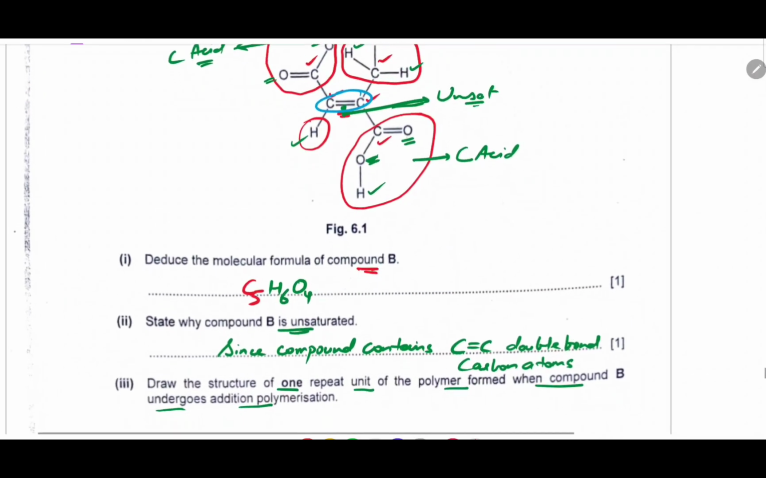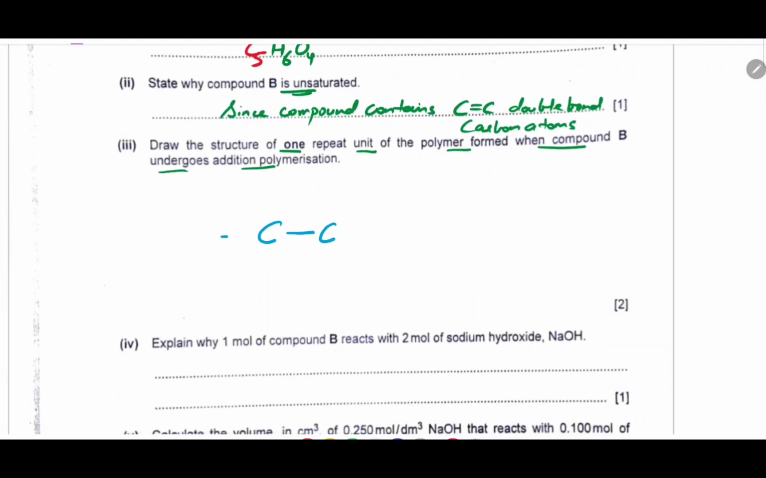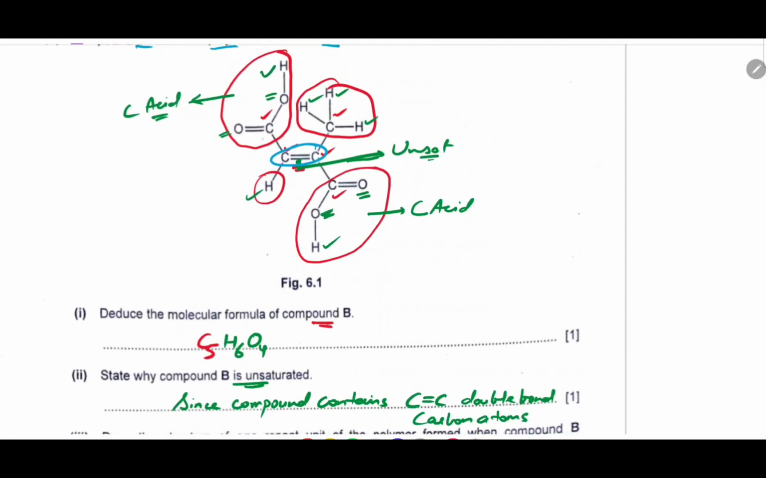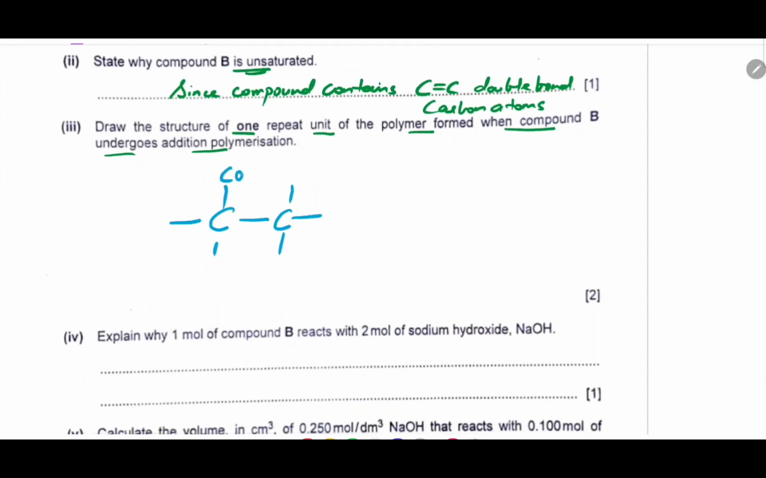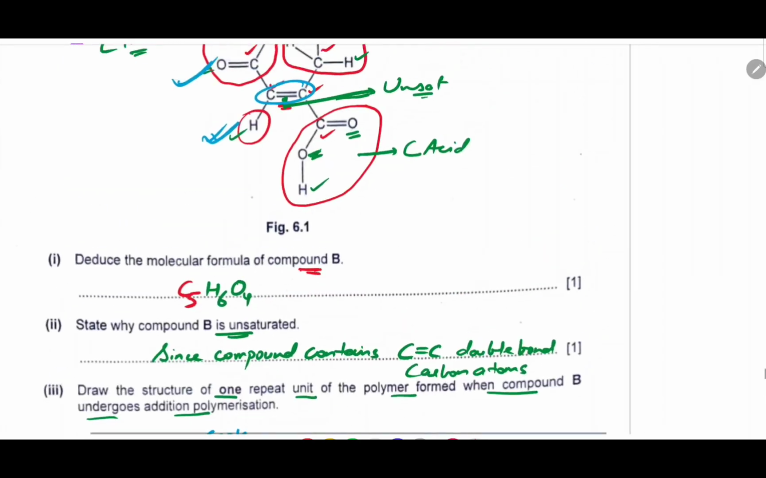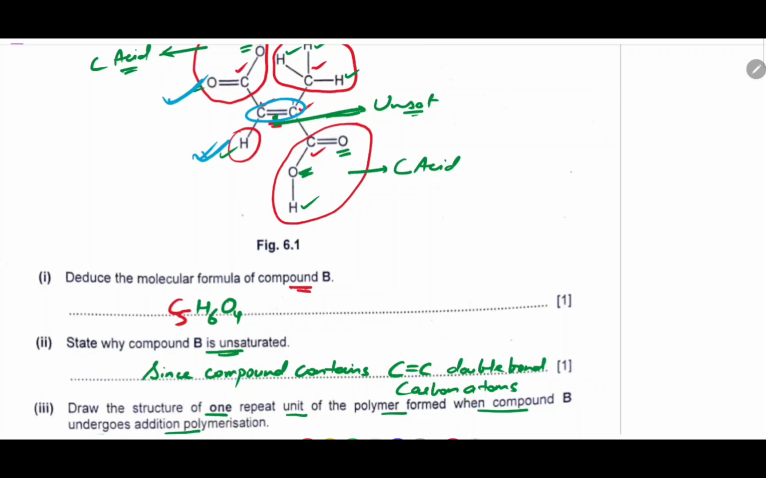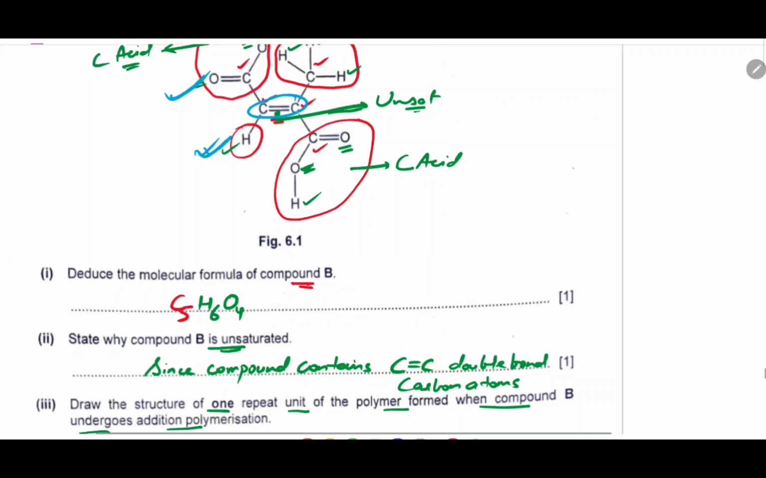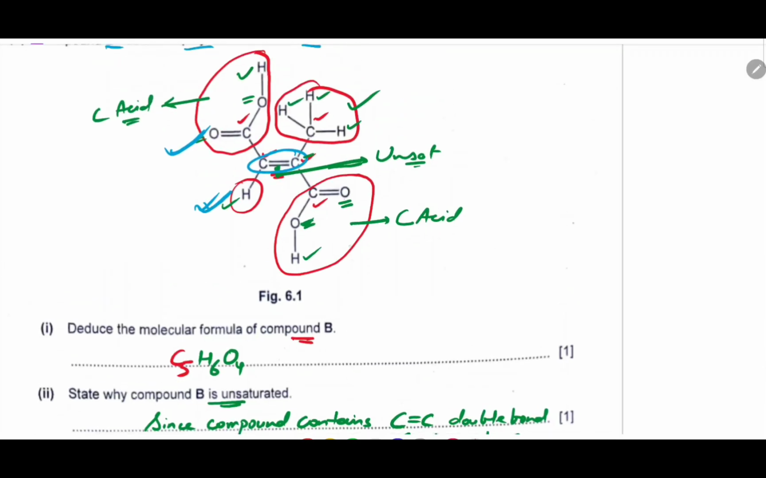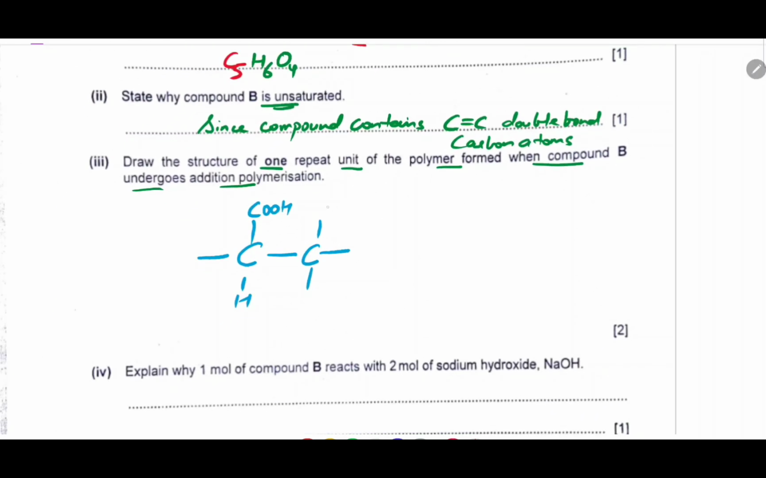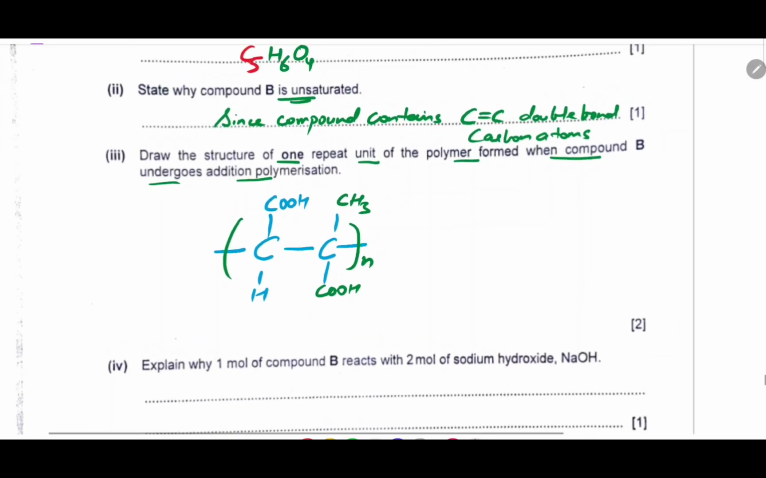Once I have written this, I have to put groups above and below it. For the first carbon, there is one COOH group and one H group, so I will put one COOH group and one H group. On the second carbon, carbon number 2, there is one CH3 group and one COOH group, so I'll put one CH3 group and one COOH group. And this is one repeating unit of the polymer.